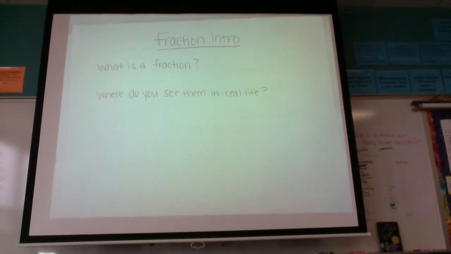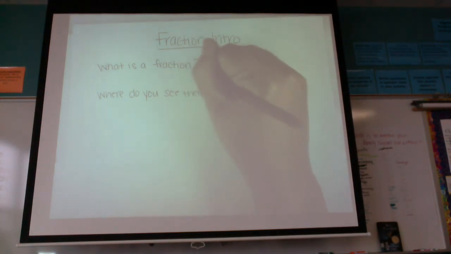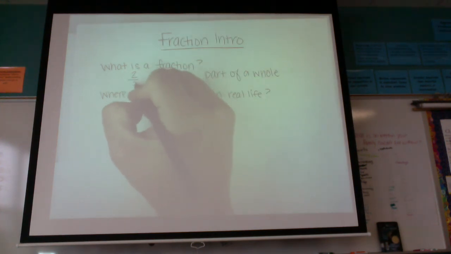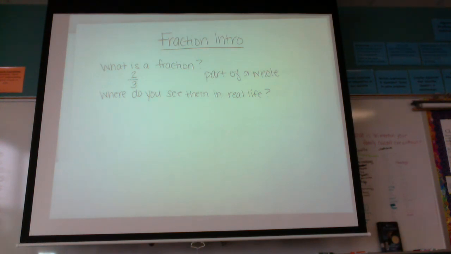We are switching our focus now to fractions, and I want us to think about what a fraction is, okay? A fraction really is part of a whole. So fractions are part of a whole. So if we think about the fraction 2/3, it is missing one part to make it whole. It's missing 1/3 that is going to make it whole.